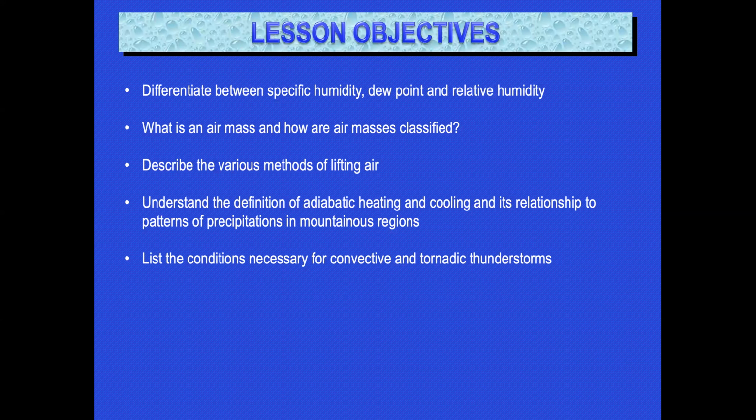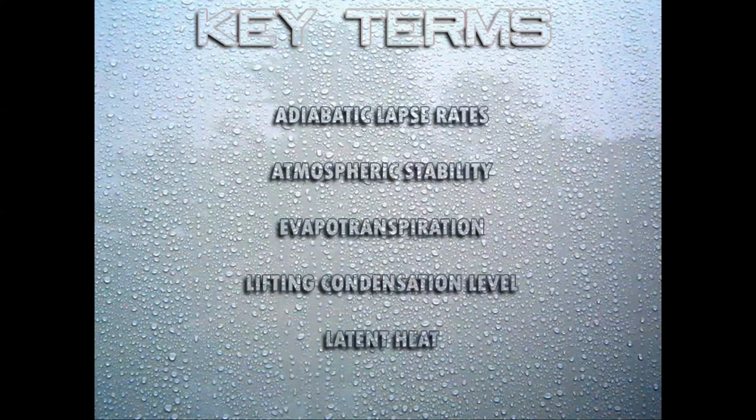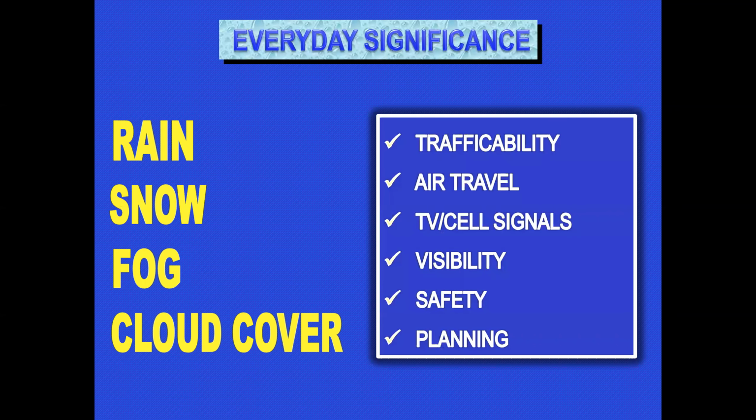These are the different objectives. So how moisture is measured, what is an air mass, and how they can be classified, methods of lifting air to form clouds, and so on. So these are the key terms for the lesson. We'll get into, again, this one here and this one here. Really, all of these are essentially repeats or retreads of a previous lesson, but definitely worth highlighting again.